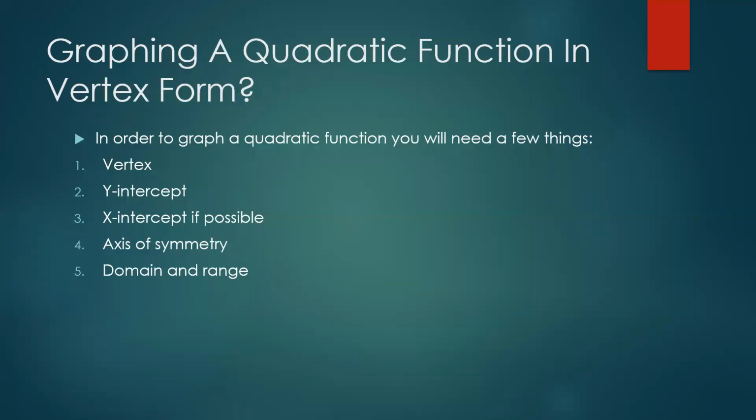Hello, in this video I will go over how to graph a quadratic function in vertex form by finding a vertex, y-intercept, x-intercept, axis symmetry, and I'll also go over a discriminant rule. So we're graphing a quadratic function in vertex form, and just like I said before, in order to graph a quadratic, you need these things: vertex, y-intercept, x-intercept, if possible, that's related to the discriminant rule, axis symmetry, domain, and range.